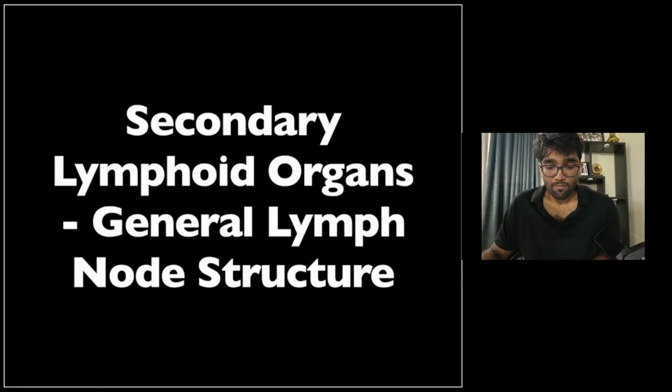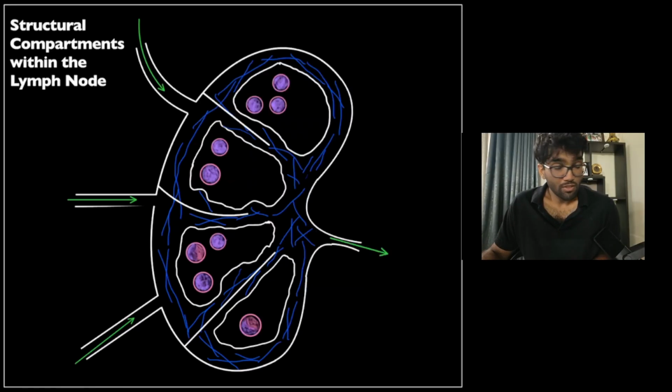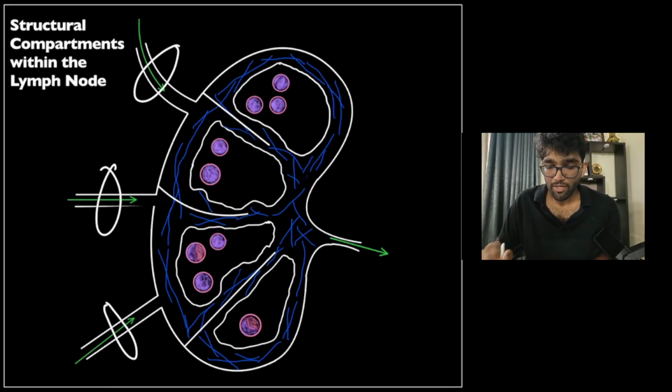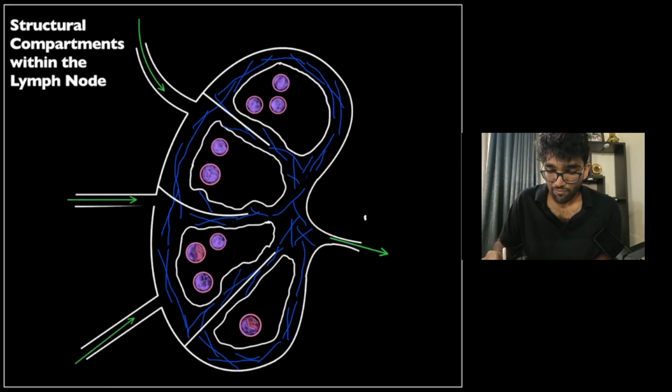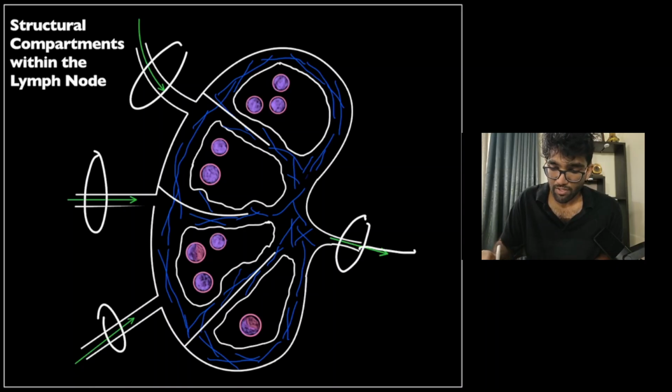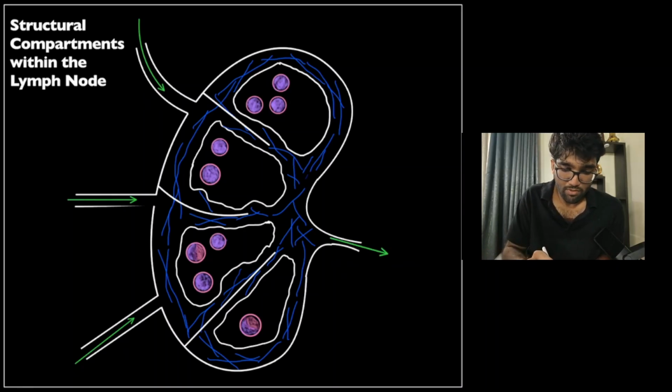Now, the general lymph node structure is as follows. There are certain structural compartments within the lymph node. So these are the afferent lymphatics coming into the lymph node, as you can see with the arrows, and this is the efferent lymphatic going away from the lymph node. So this would be the draining tissue here.